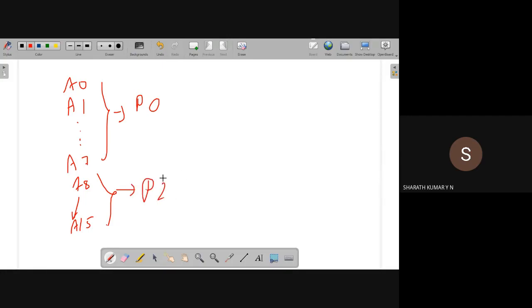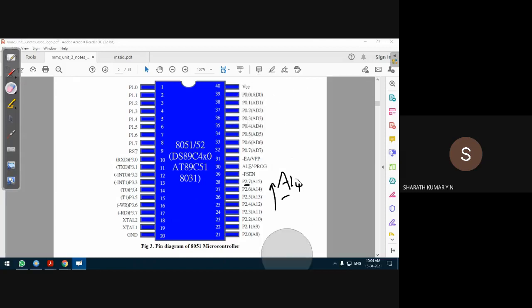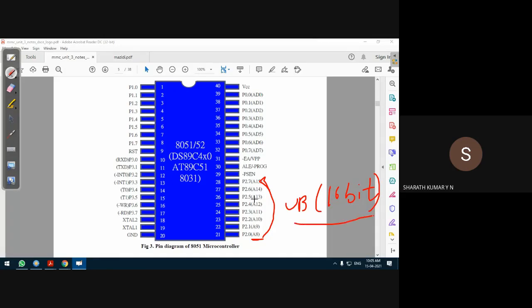That's why, if you see the pin diagram of port 2, you can observe that it is also represented as A8 to A15, because it carries the upper 8 bits of the 16-bit address, which corresponds to a location in the external memory. This address is the address of external memory, from where we have to read the data or write the data. That is port 2.